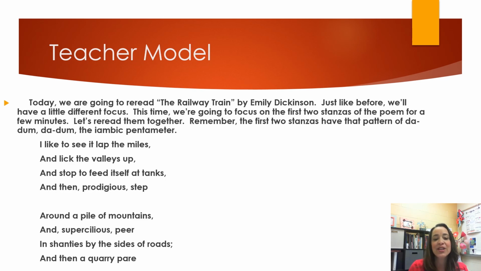Today, we are going to reread The Railway Train by Emily Dickinson. Just like before, we'll have a little different focus. This time, we're going to focus on the first 2 stanzas of the poem for a few minutes. Let's reread them together. Remember, the first 2 stanzas have the pattern of da-dum, da-dum, the iambic pentameter.